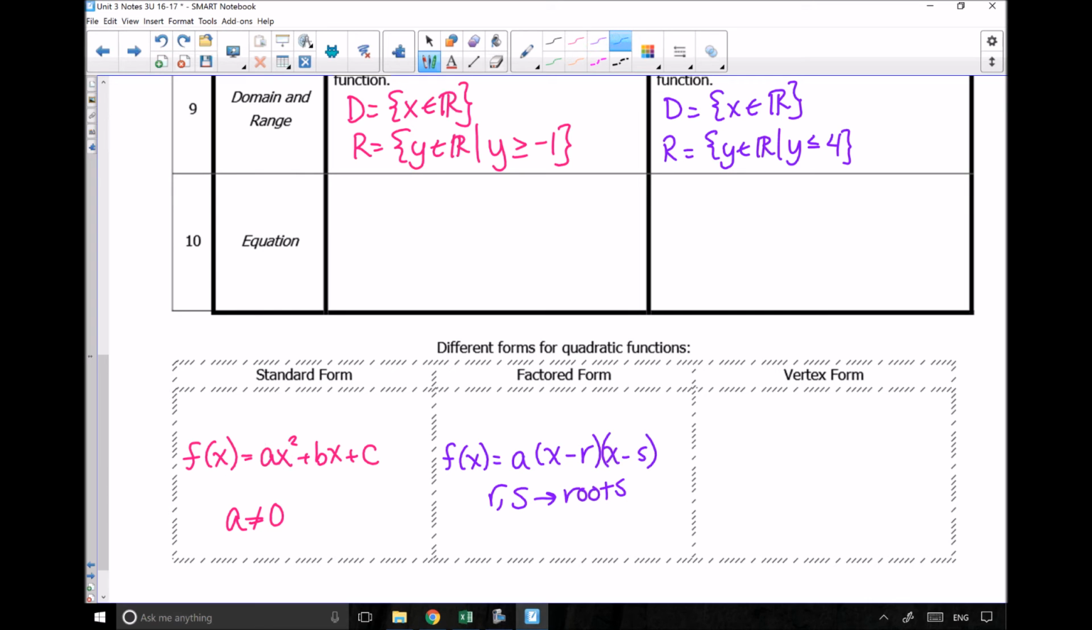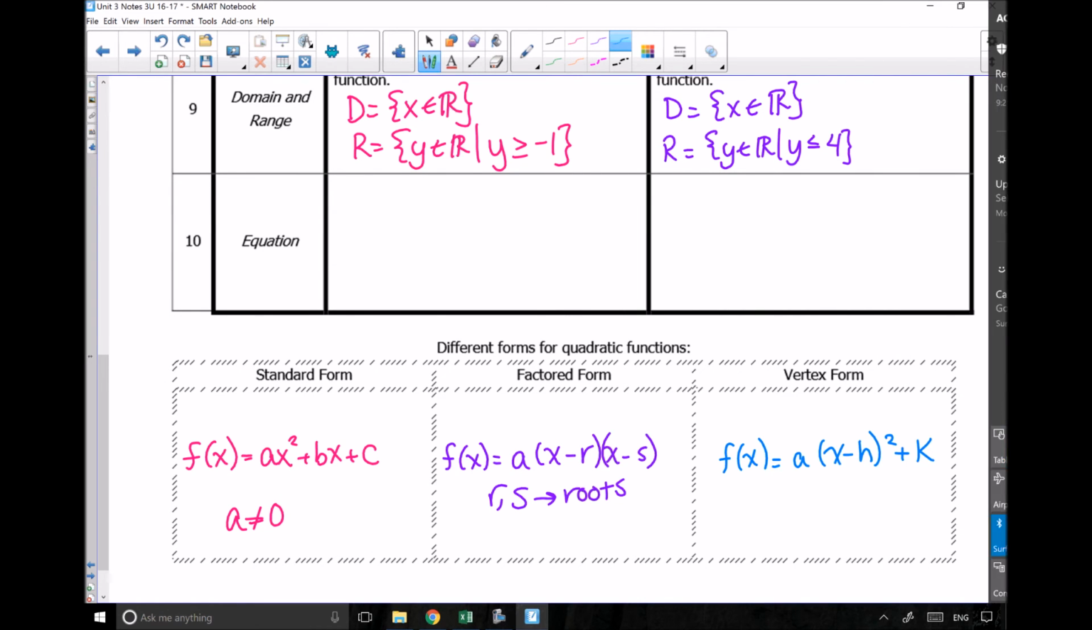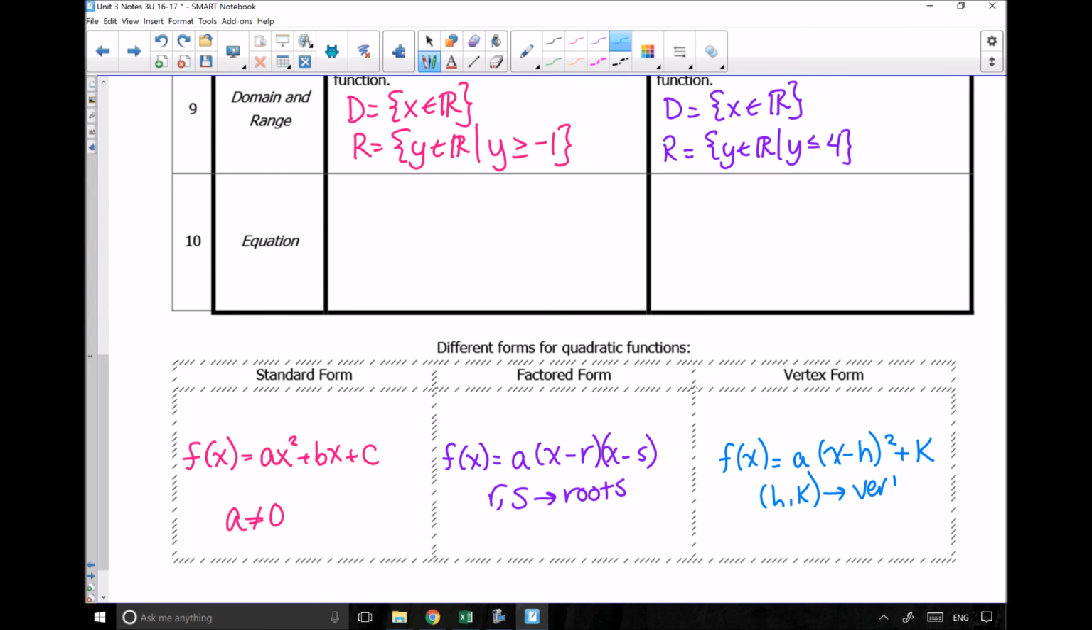Lastly, vertex form is something that you should probably also be familiar with, and that's f of x equals a times x minus h squared plus k, and we talked about it in the last video as well. And in this case right here, h comma k is going to be your vertex, okay? But same thing, a is not allowed to be 0, because otherwise this whole thing will cancel out and it's just a k, and it would just be f of x equals 0.